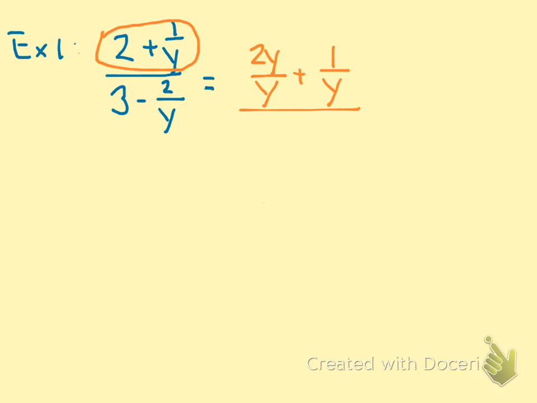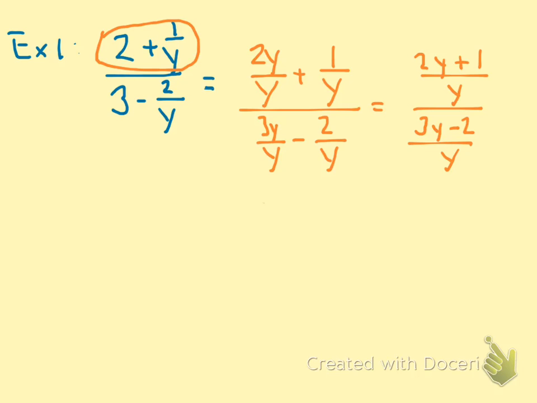And same thing in the denominator. Y is my least common denominator, and I have 3y over y minus 2 over y. And I can simplify both of those. The numerator is now 2y plus 1 over y, and my denominator is 3y minus 2 over y. That's a minus sign.